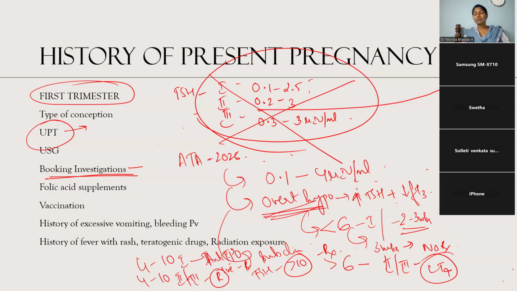So ATA guidelines 2026, I will repeat once again in a brief note. The threshold value of TSH is 0.1 to 4 micro international unit per ml. In overt hypothyroidism, if there is raised TSH with low FT3, if the TSH is less than 6 in the first trimester, wait for 2 to 3 weeks. If it normalizes, no need to treat. If it does not normalize, or if it is more than 6 in the second and third trimester, then you have to treat with levothyroxine.